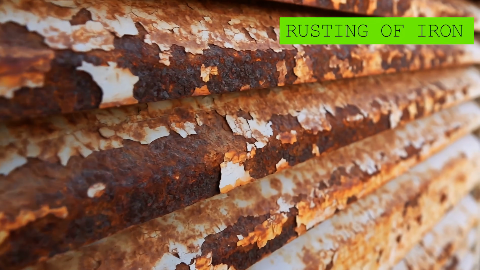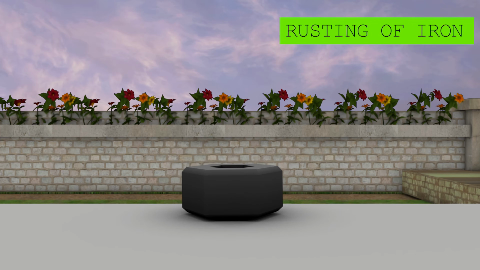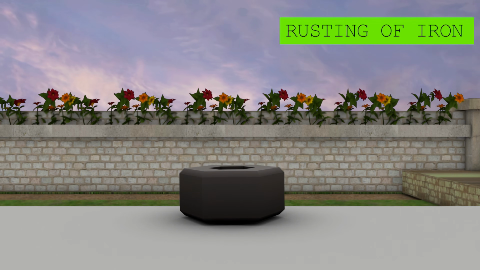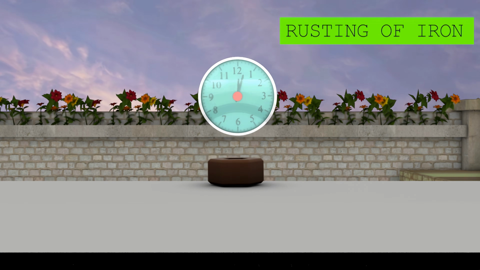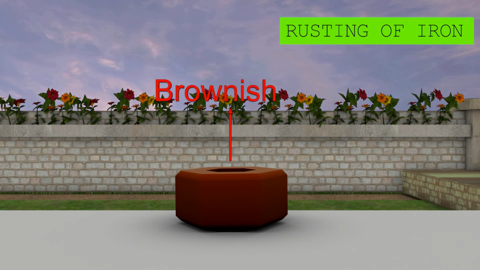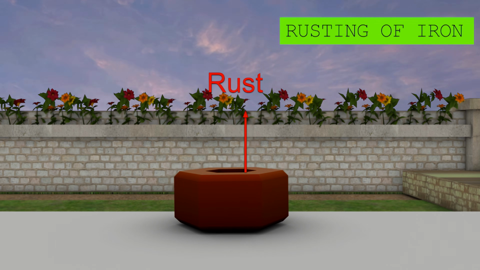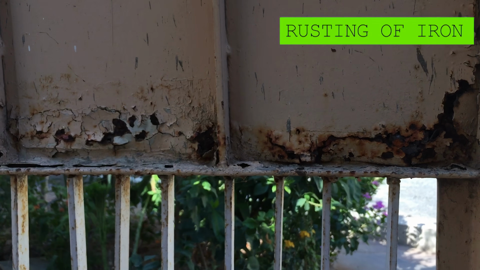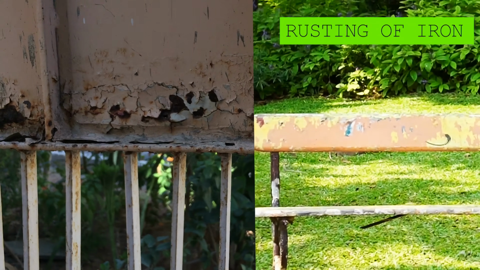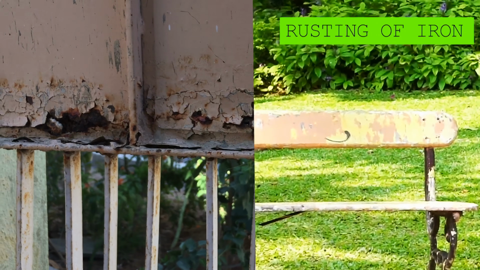Rusting of iron is quite a familiar chemical change for all of you. It acquires a film of brownish substance. This substance is called rust, and the process is called rusting. Iron gates of parks or farmlands, iron benches kept in lawns and gardens: almost every article of iron kept in the open gets rusted.